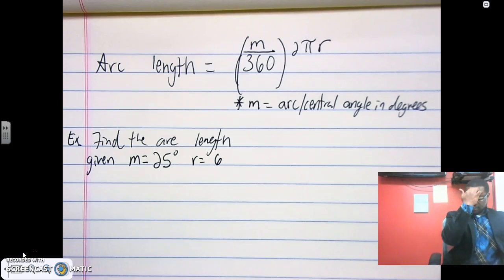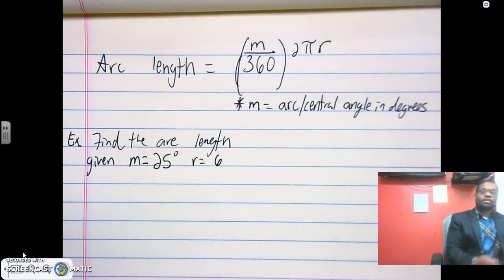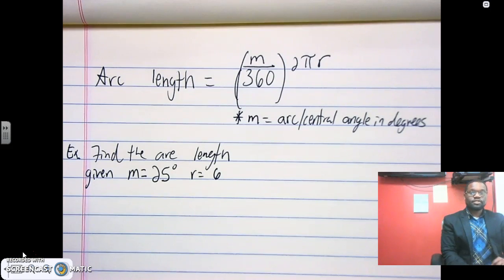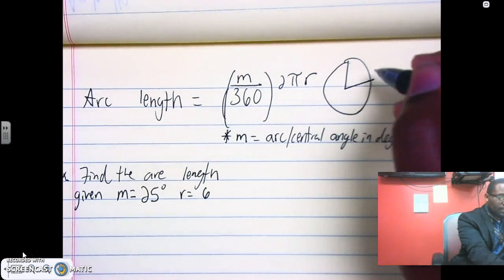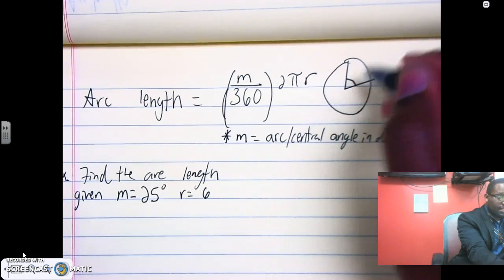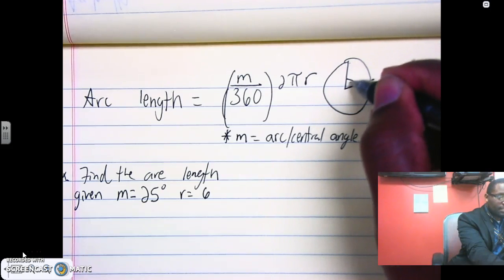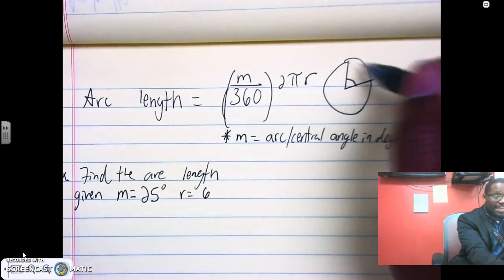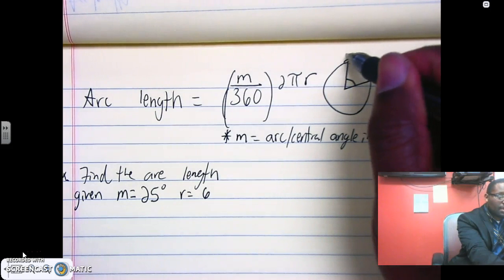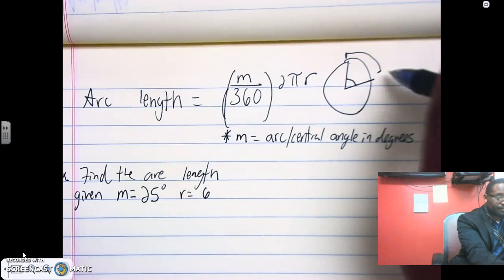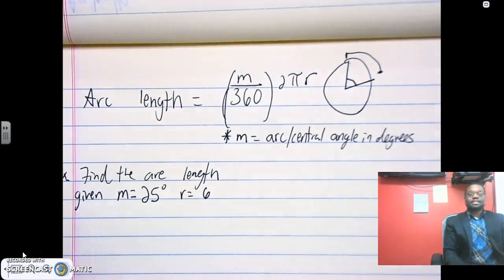Alright guys, this is another thing that we need to know, and it's called arc length. This is a formula that you need to know. The arc length is different than the degrees. If I had a circle, the degrees is going to be the same. Whatever this angle is going to be the same as that arc in degrees. But that doesn't mean that the distance, the actual length of it, is going to be the same. In fact, they're not going to be the same in many cases.